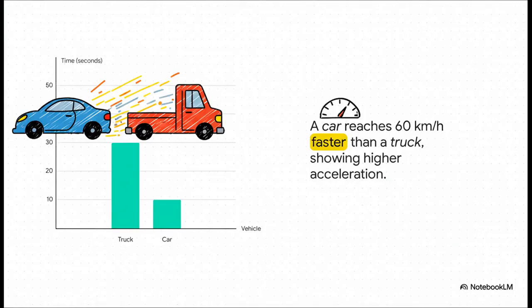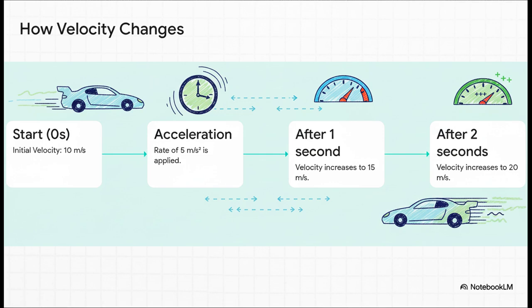You've got a car and a big truck, and they're both trying to get to 60 kilometers per hour. The truck takes a full 30 seconds to get there, but the car does it in just 10 seconds. Because the car's velocity changes so much faster, we say it has a way higher acceleration. Simple as that. So what on earth does a number like 5 meters per second squared actually mean?